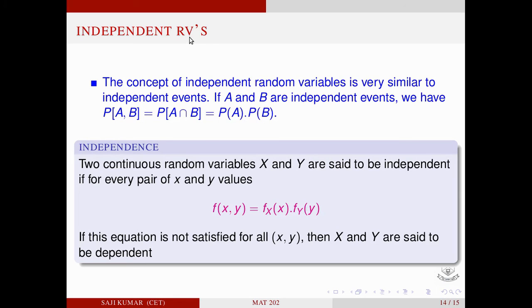Now see the definition of independence of two continuous random variables. Two continuous random variables x and y are said to be independent if for every pair of x and y values f of x comma y is equal to fx of x into fy of y. That means if you are able to factorize the joint probability density function as the product of the marginal density functions. If this condition is not satisfied for all x, y, then x and y are said to be dependent.